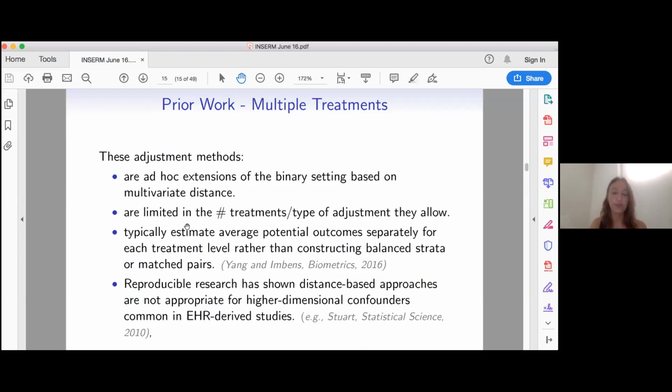Then there's some nuances here as well. I won't get into this one, but this one is important. Reproducible research has shown distance-based approaches are not appropriate for higher dimensional confounders. So if I have 9 variables on the right side of my model, I'm okay, but maybe I'll have 28 or 50 variables on the right side of my model. And that's where those distance-based approaches apparently break down. And this has been fairly well studied. Elizabeth Stuart is well known in propensity scoring.